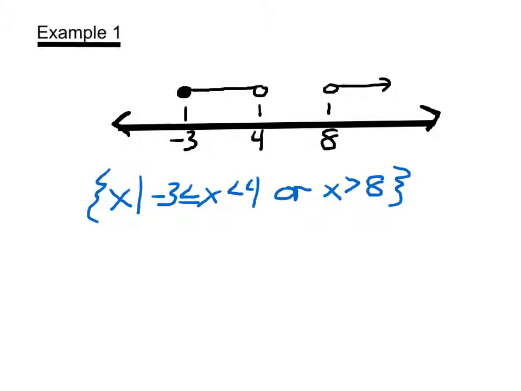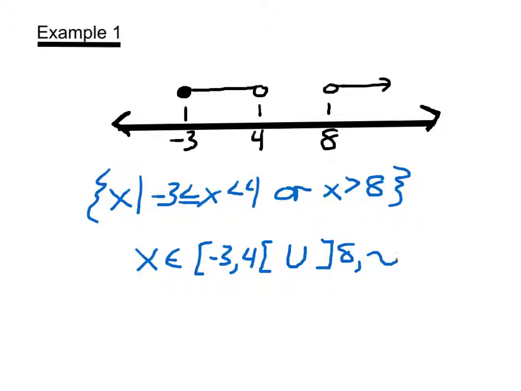So that's the standard interval notation. We can also write that using square bracket notation in the following way. X is a member of, and we have closed bracket, -3, open bracket 4, because 4 is not included, union of, open bracket 8, comma, infinity, open bracket. Again, because neither 8 nor infinity are included. And that's square bracket notation.